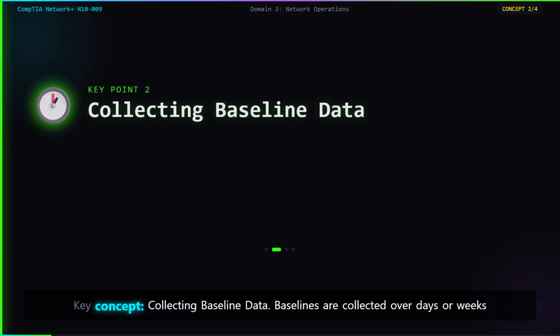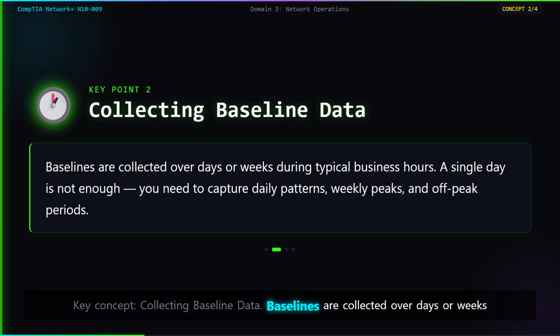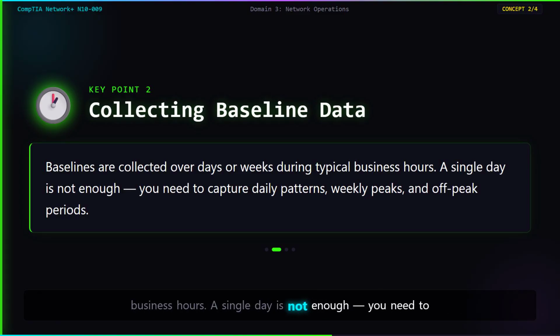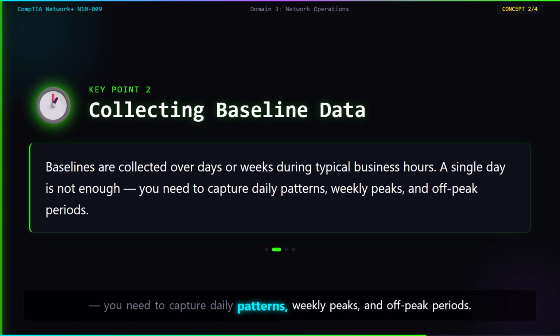Key concept: collecting baseline data. Baselines are collected over days or weeks during typical business hours. A single day is not enough. You need to capture daily patterns, weekly peaks, and off-peak periods.